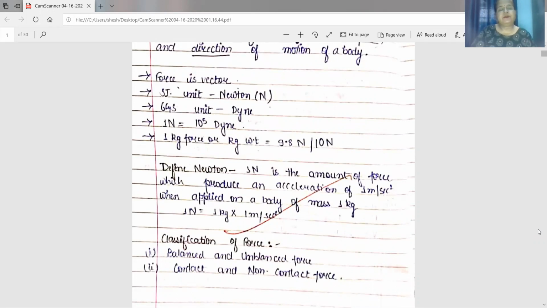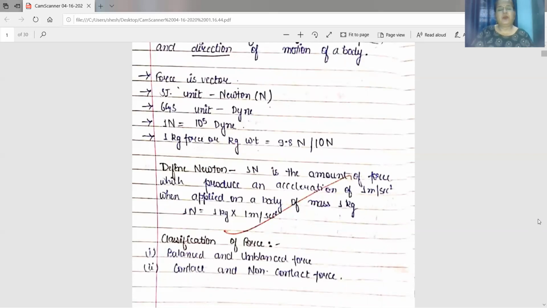Force has two types of units, inertial unit and gravitational unit. In inertial unit, the SI unit is Newton and the CGS unit is dyne. In gravitational unit, the SI unit is kg weight and the CGS unit is gram weight. Now the relation between Newton and kg weight. 1 kg weight is equal to 9.8 Newton, or since 9.8 is very near to 10, we can take 10 also. 10 Newton or 9.8 Newton is equal to 1 kg weight.